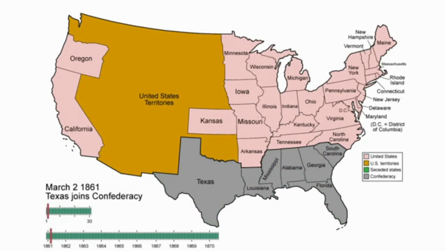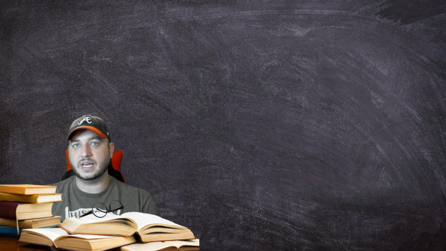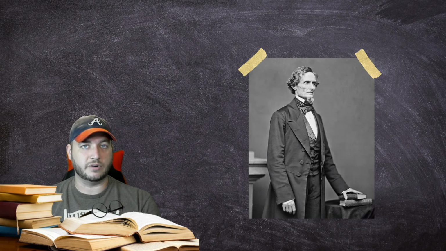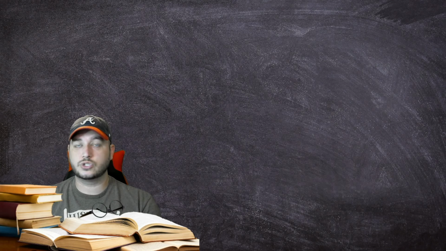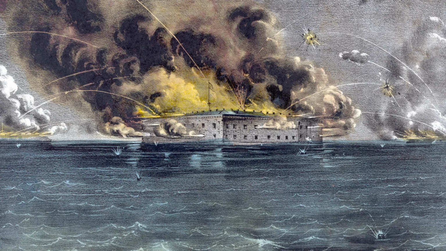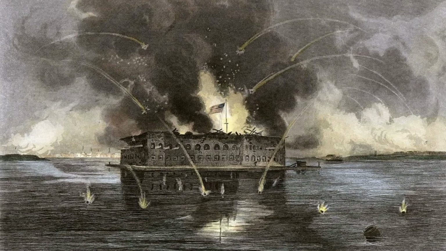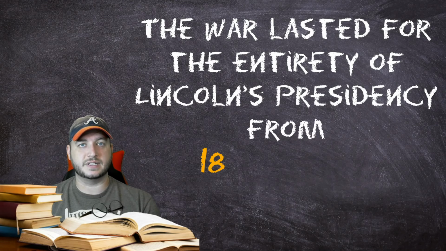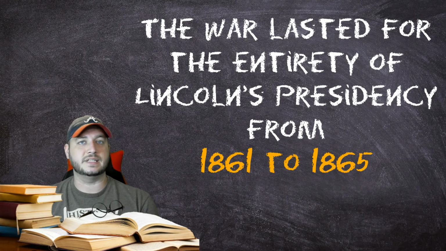As these states broke from the Union, they decided they were stronger together and they joined forces, creating what we know as the Confederate States of America. Wanting to cement their validity, the Confederate States chose Jefferson Davis as their inaugural leader. Abraham Lincoln's initial reaction was to ignore this move for fear of legitimizing it. It wasn't until there was actual bloodshed at Fort Sumter that it became apparent that this country was at war with itself. The war lasted for the entirety of Lincoln's presidency from 1861 to 1865.